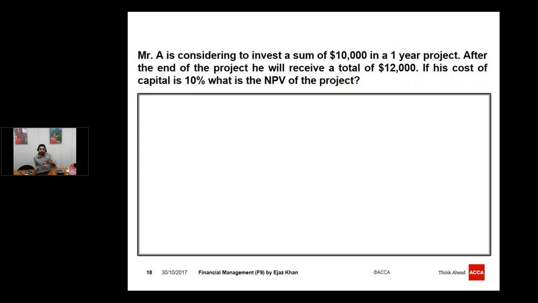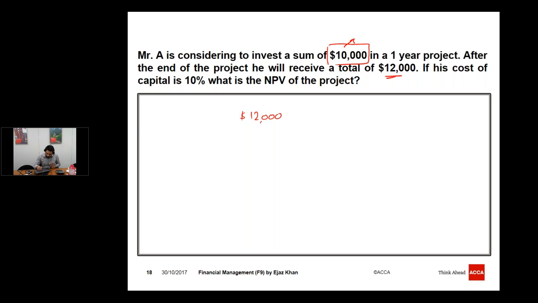Mr. A is required to invest $10,000, and he's considering whether to invest $10,000 in this project or not, as he knows that he will be receiving $12,000 after the end of year one, which is the life of the project. He needs to make sure that he is earning at least 10% from this project. Now let's do some calculations to understand what Mr. A is gonna do. Mr. A will get $12,000 after the end of year 1.